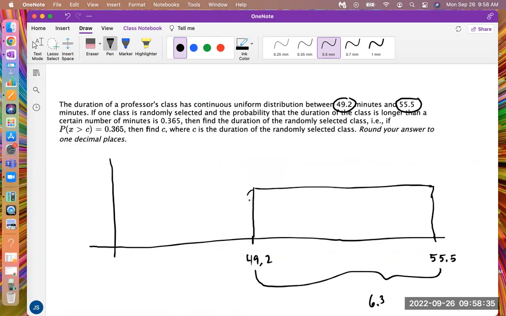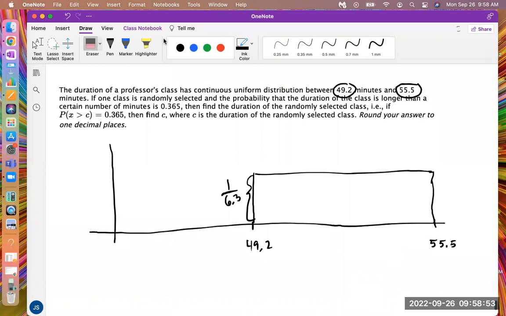And then the height is automatically 1 over that value. So 1 over 6.3. That's not pretty because there's a decimal in this fraction, but I'm just going to leave it as it is for right now. I won't worry about it. Okay. Now, they say there is some value C, and it's between 49.2 and 55.5, such that the probability of the lecture lasting longer than C is 0.365.